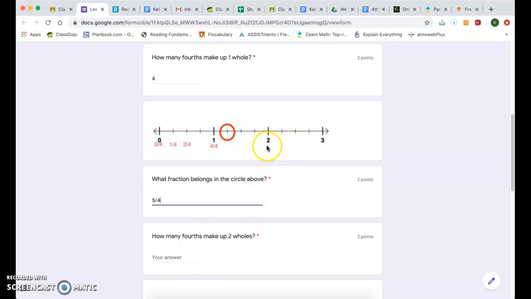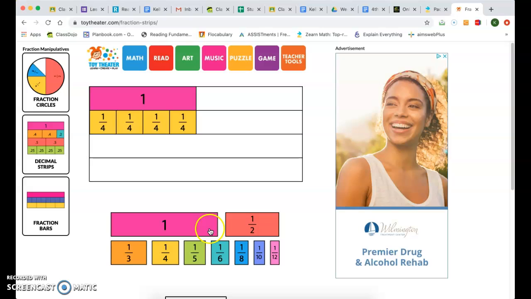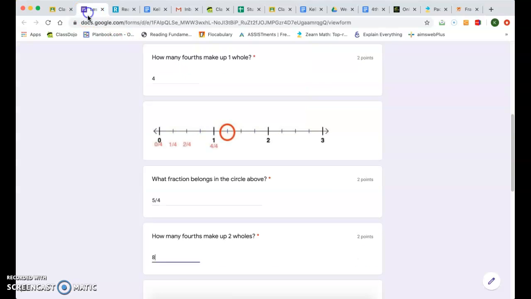Well, here's 2. I've got 0/4, 1/4, 2/4, 3/4, 4/4, 5/4, 6/4, 7/4. So 2 must be 8/4 make up two wholes, and I'll show you that here. Here we've got 1, 2 wholes. There's 4/4, 5/4, 6/4, 7/4, and 8/4 make up two wholes.